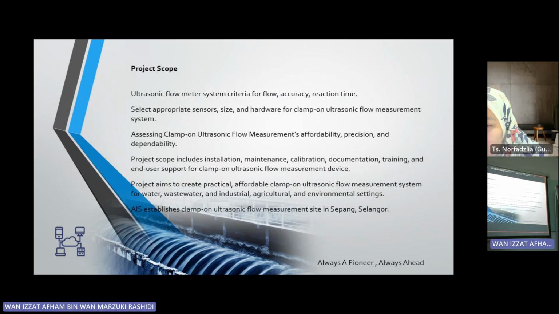This project aims to create a practical, affordable clamp-on ultrasonic flow measurement system for water, wastewater and industrial, agricultural and environmental settings. We will install this clamp-on ultrasonic flow measurement in Pengurusan Air Selangor in Sepang, Selangor.